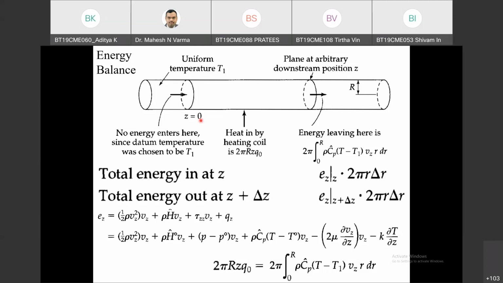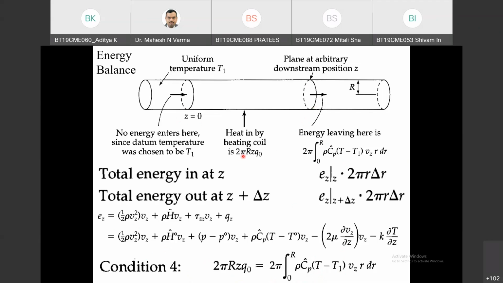Okay. Now this equation also can be used, this is condition number 4. This is nothing but the boundary condition number 3 only. You can see at Z equals to 0, temperature is T1. At Z equals to Z1, temperature is any temperature T.